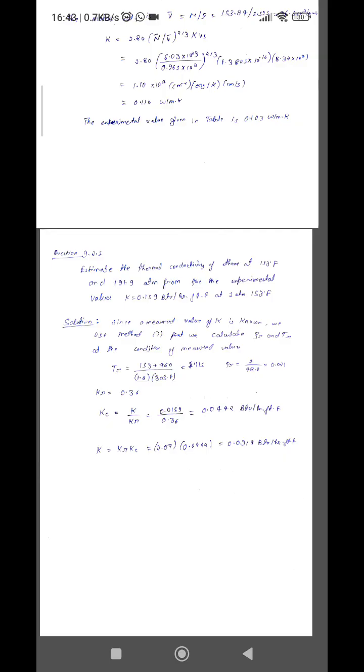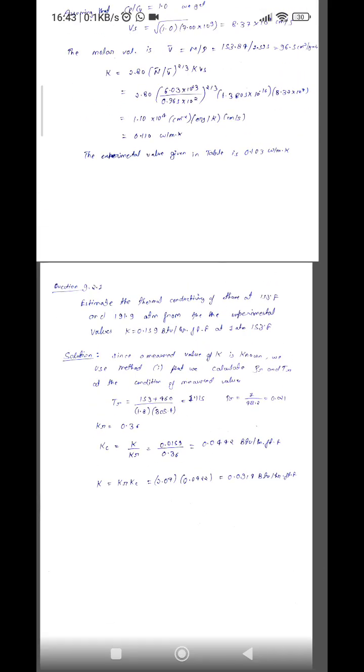Now we know Kc is equal to K by Kr. So putting in the Kr and K we got Kc, which is 0.0442 BTU per hour feet Fahrenheit. Now we can calculate the K, right? K is equal to Kr into Kc. So we got the Kr, we got the Kc. Putting that in this equation we get the thermal conductivity of ethane at 150 degrees Fahrenheit, which is coming out to be 0.0914 BTU per hour feet Fahrenheit.